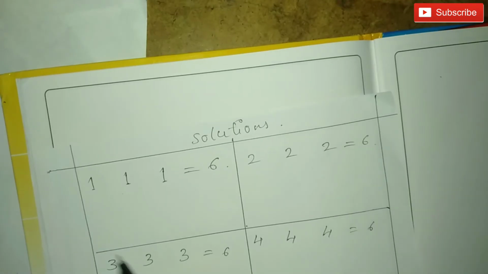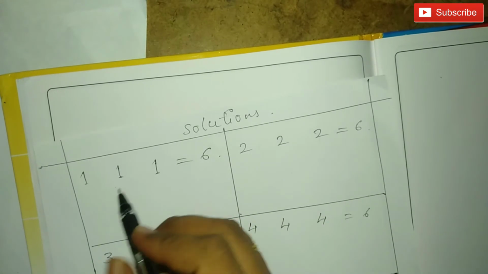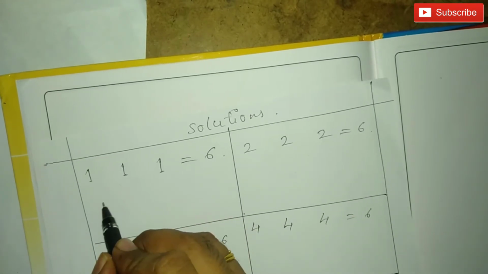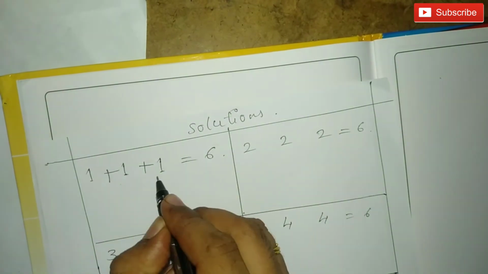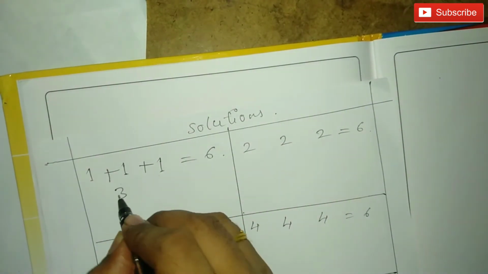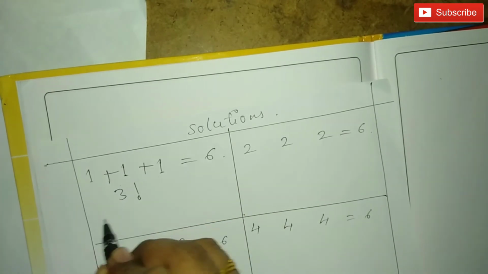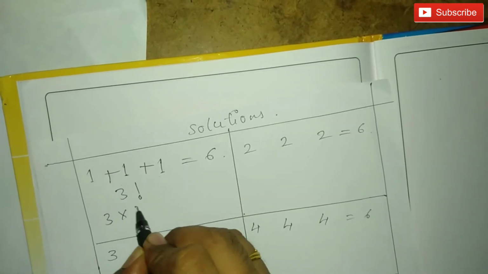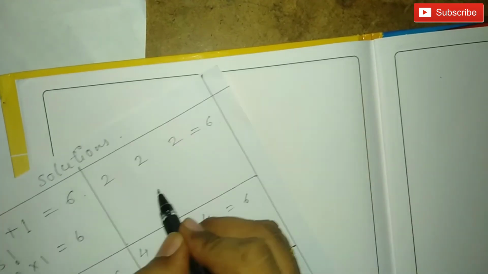Moving on to the solutions. The first one we will be solving is 1 1 1 equals 6. Here we have to use the mathematical operation of plus plus. Here we will be getting our answer as 3. 3 cannot be equal to 6, so we have to take the factorial. 3 factorial is equal to 3 into 2 into 1, that is 6. Now moving on to the second one.